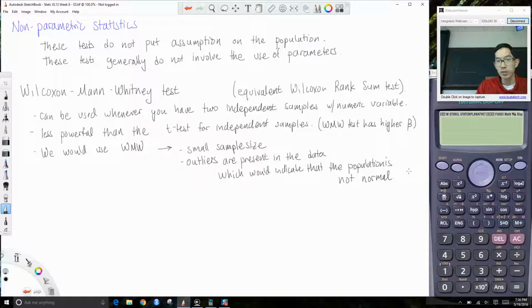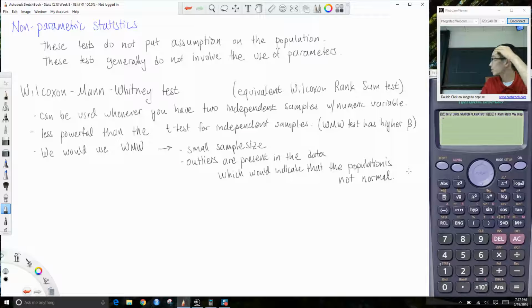Okay, so this is when we would use the Wilcoxon Mann-Whitney test. Basically, to use the t-test for independent samples, it has to be a random sample, and the sample needs to be large enough. If you have a small sample, then for the t-test to work, a small sample is okay as long as the population is normal. But if you have a small sample and you've got outliers, that's an indication that the population is not normal, and then the central limit theorem doesn't work.